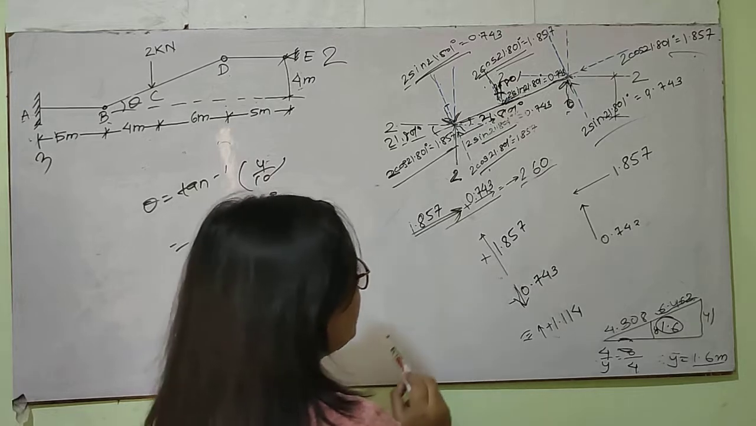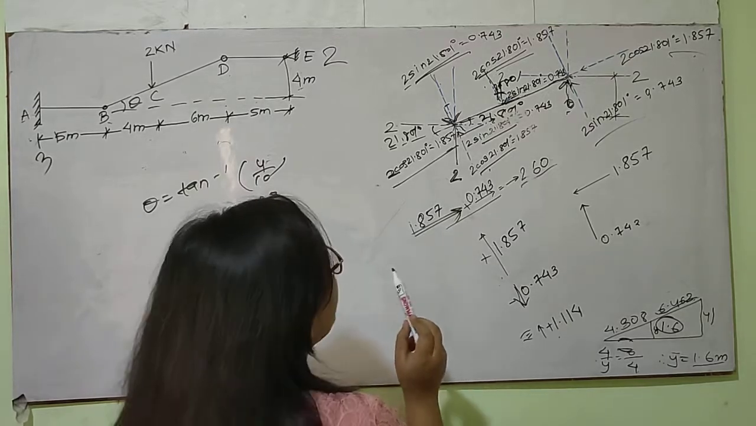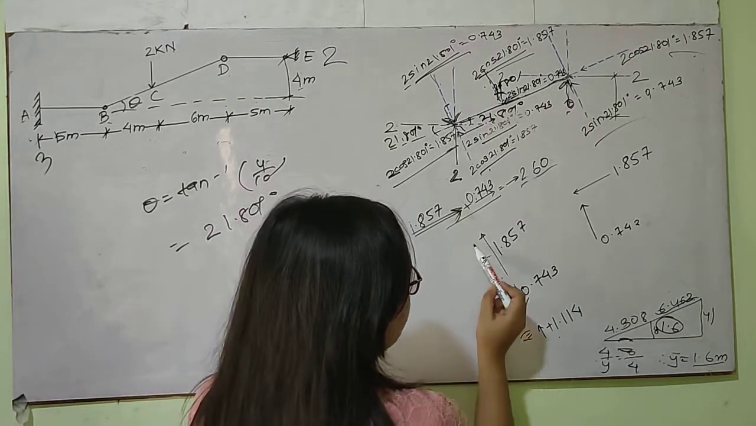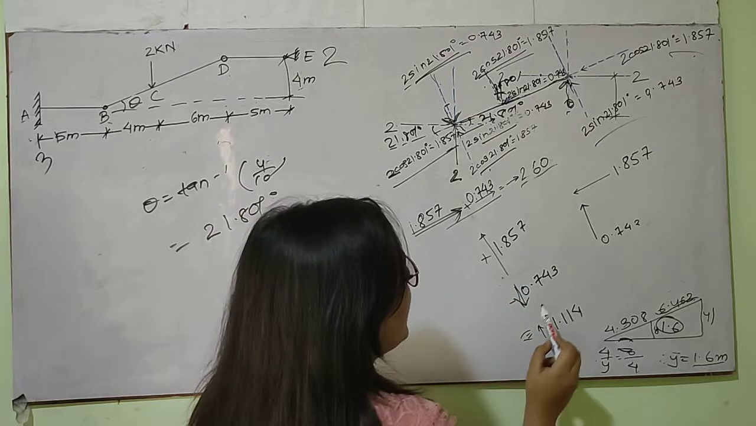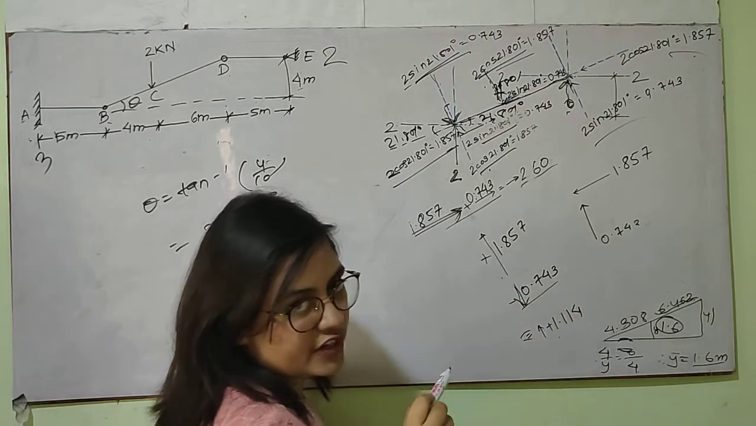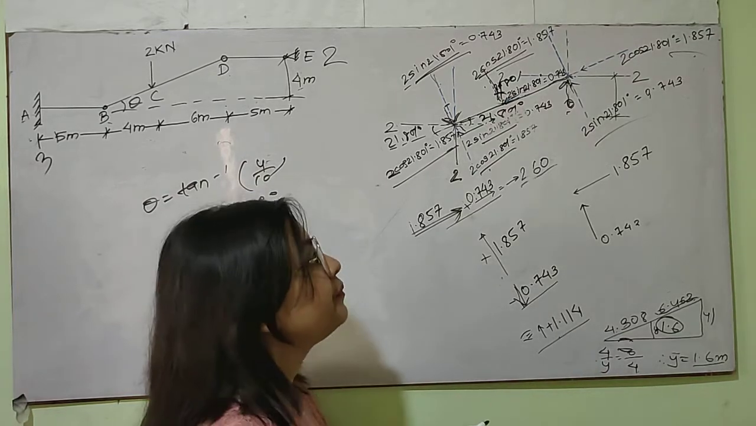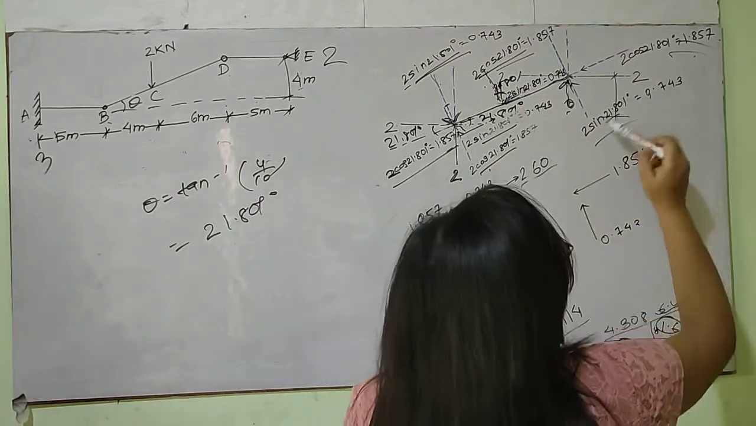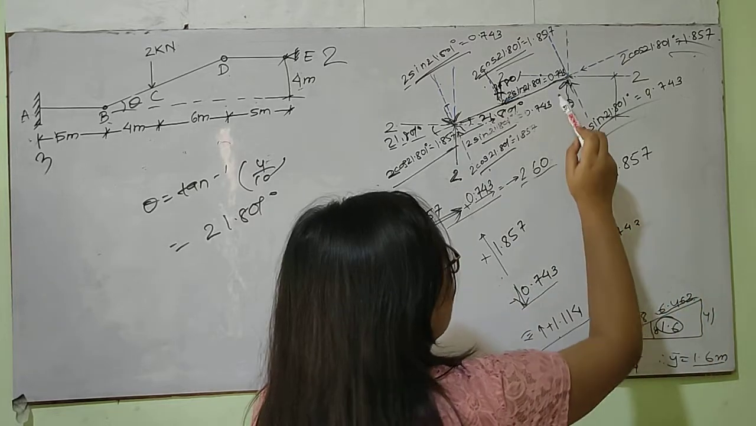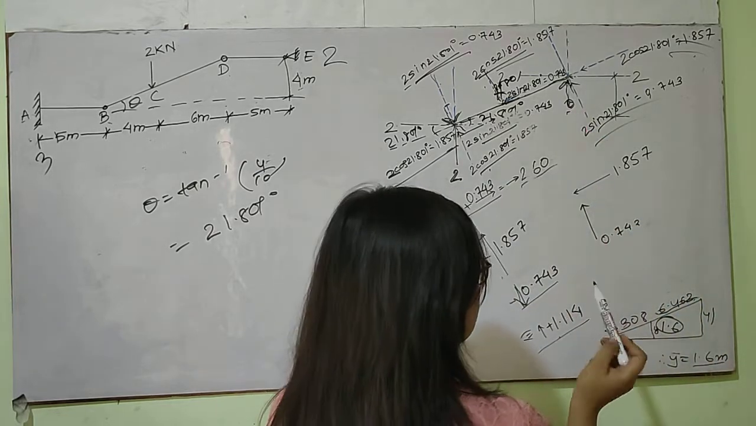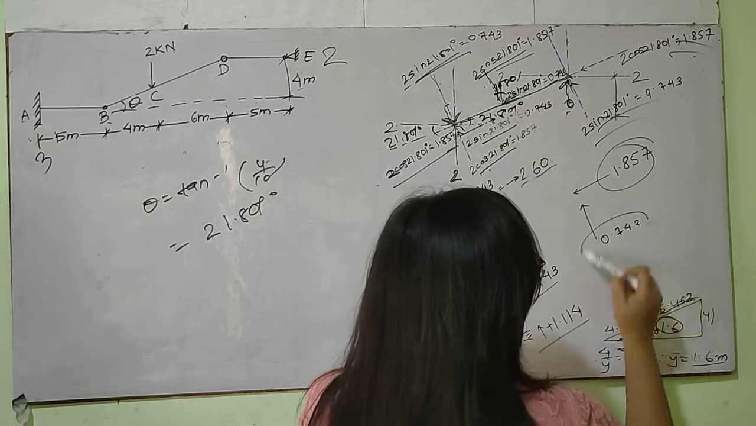Finally, what we got is, in the end B, we got 1.857 in upward direction and 0.743 in downward direction. So its resultant will be 1.114 upward. This is simple because there is no reaction components of this 0 kilonewton load. So this will only be the final reaction components.